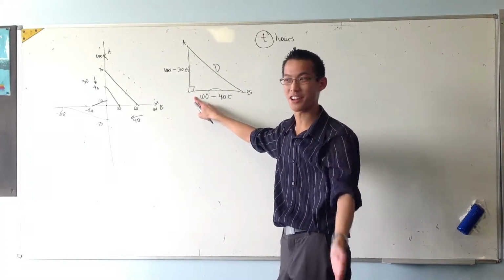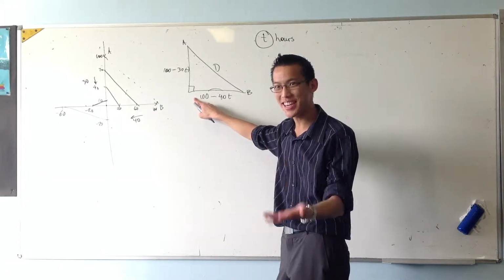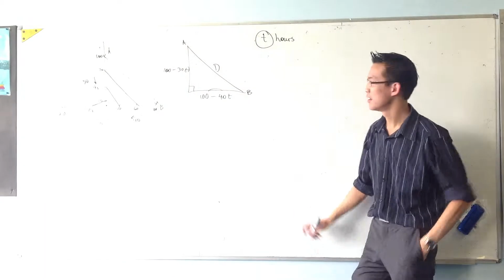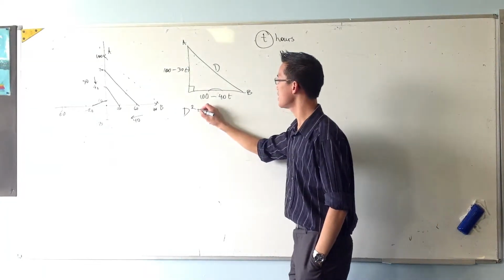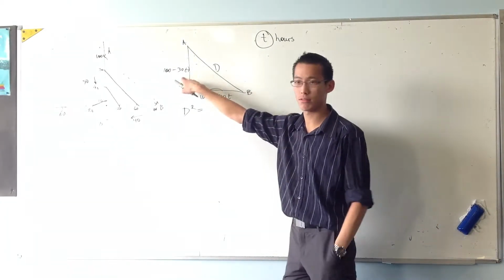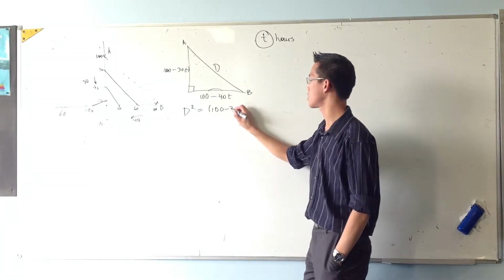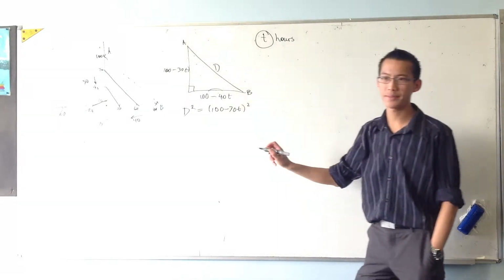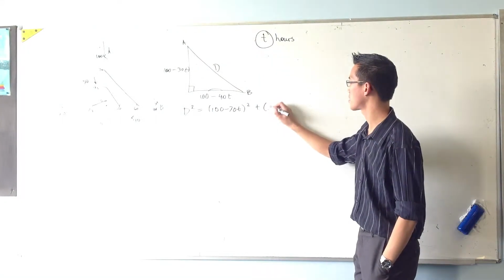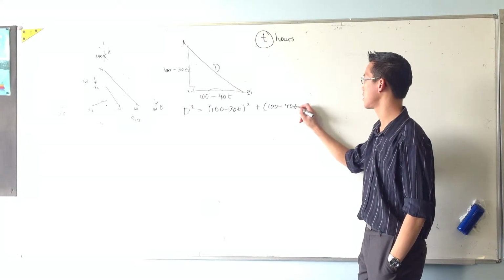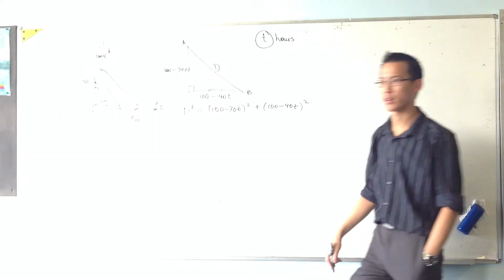This is just a right-angled triangle, okay? So D comes from Pythagoras, yeah? So you're going to get this. D squared is equal to these two squared. Take the sum, okay? So you're getting (100 minus 30t) all squared, plus (100 minus 40t) all squared, okay?